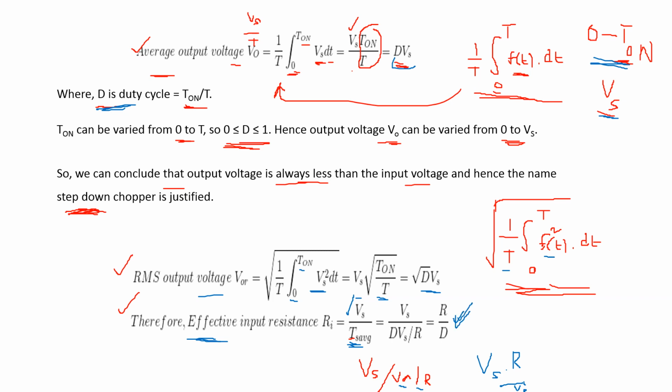These are the characteristic parameters of step down chopper. Average output voltage, that is V0, is equal to D into Vs. RMS output voltage is given as root D into Vs. Effective input resistance is given as R by D. This is about the step down chopper or buck chopper.